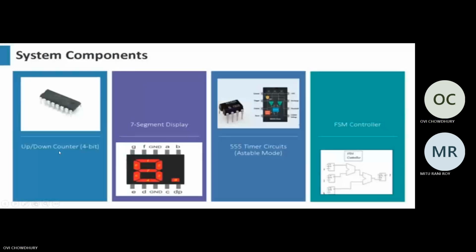System components. Mainly we used 4 components in this project: a 4-bit up down counter to count the cars, a 7 segment display to show full or available cars in the garage, a 555 timer circuit in astable mode to handle the system, and an FSM controller to manage the system.